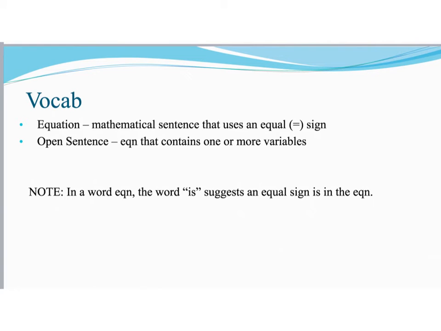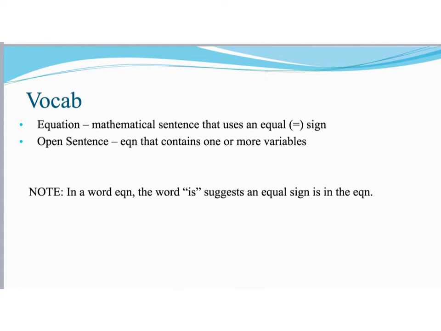The next thing we're going to look at are equations. Now, an equation is a mathematical sentence that uses an equal sign. Okay, so it's essentially an expression that has an equal sign. Once you add the equal sign, it becomes an equation. An open sentence, just in case you ever see this term, is an equation that contains one or more variables. So you could have something kind of like what we've been doing, 3x plus 5 equals 2 or something like that.